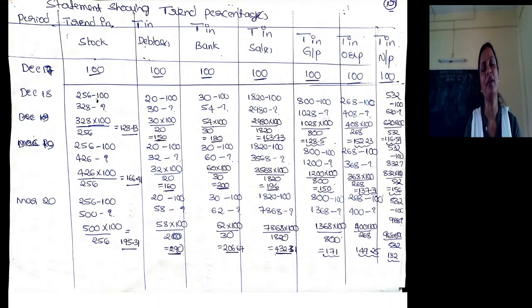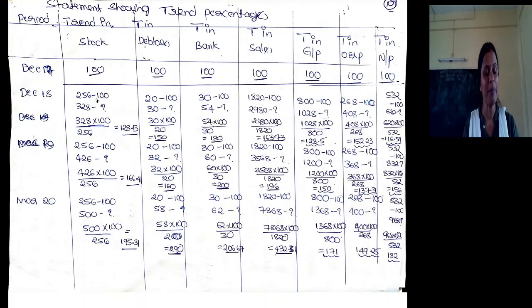So write period, trend. As there are how many items? 7 items are there, so you need to have 7 amount columns which show the trend in items in terms of percentage: trend in stock, trend in debtors, trend in bank balance, trend in sales, trend in gross profit, trend in other expenses, trend in net profit.